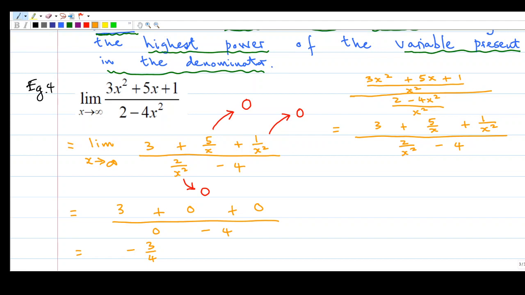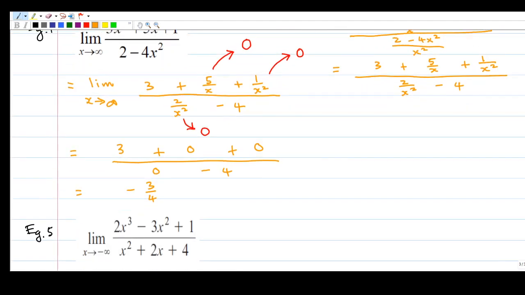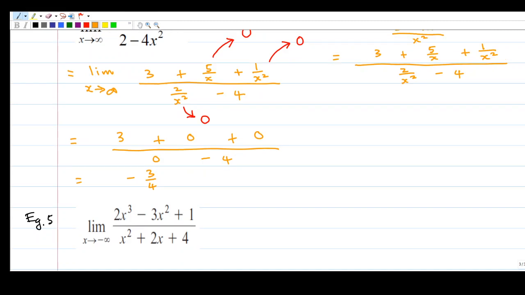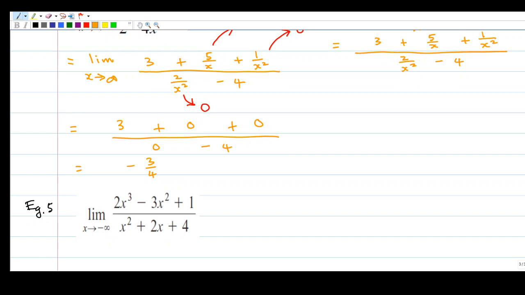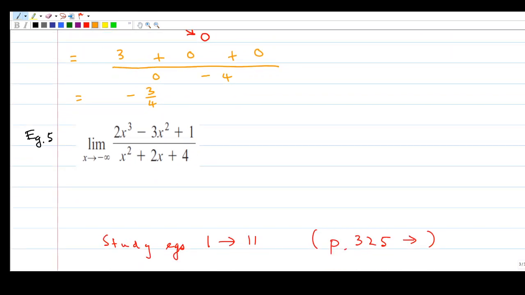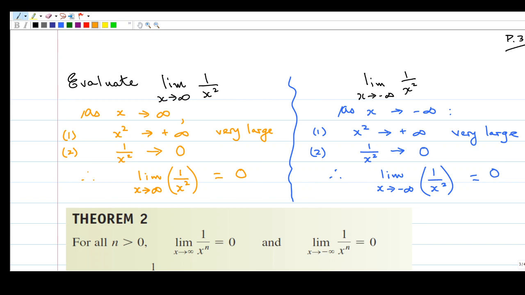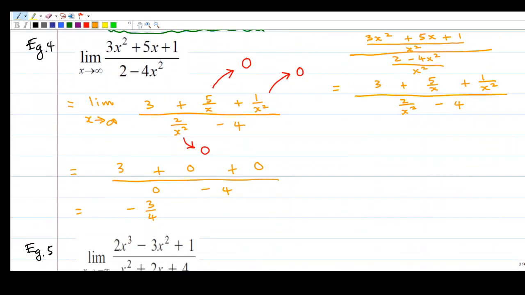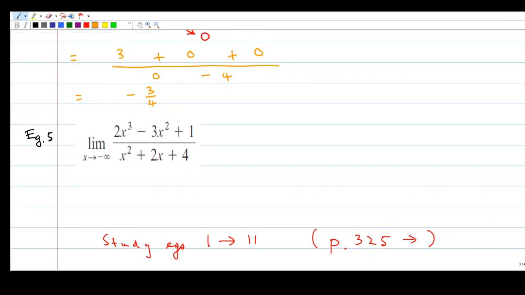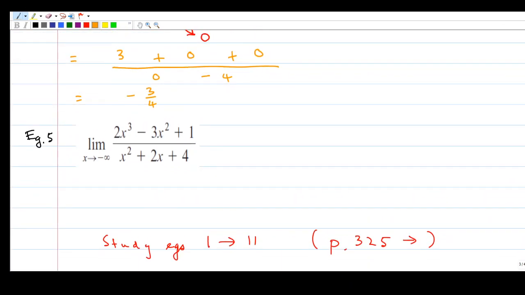Okay. Example 5. I'm going to leave this for you to try out on your own. You'll get the solution in the PDF of the lecture. So you must study examples 1 to 11. That's from page 325 onwards.